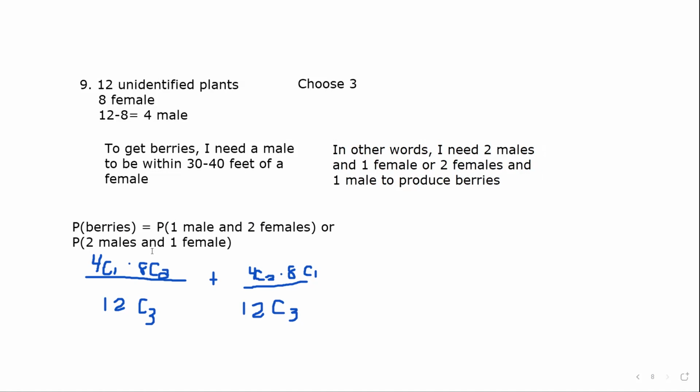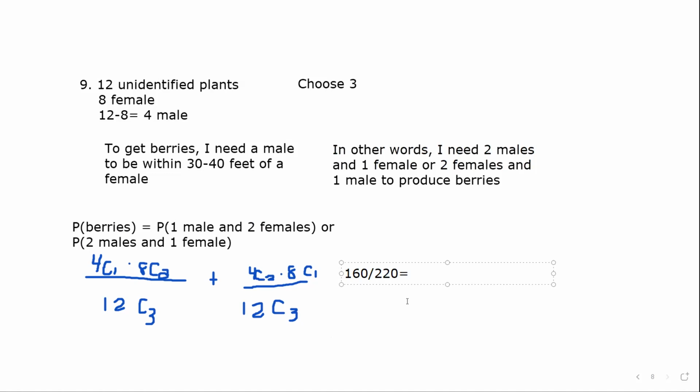Okay, I got 160 over 220 in total. I think that will reduce. It should reduce to 8 over 11. Is that right? I don't know how to reduce. To reduce, you divide the fraction. Let me show you that.